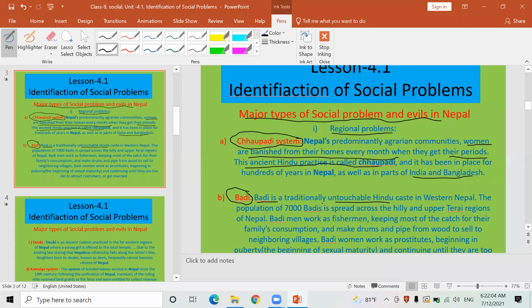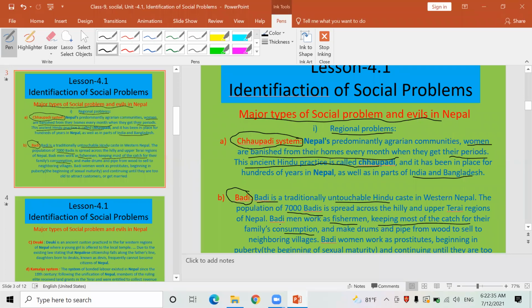The population of about 7,000 Badis is spread across the hilly and upper Tarai region of Nepal. They have a small population. Just 7,000 Badi are living in the hilly and Tarai region of Nepal. Badi men work as fishermen, look here, keeping most of the cash for their family's consumption.